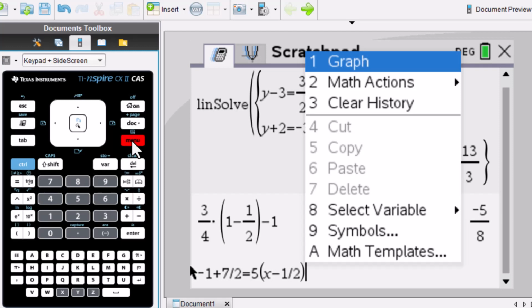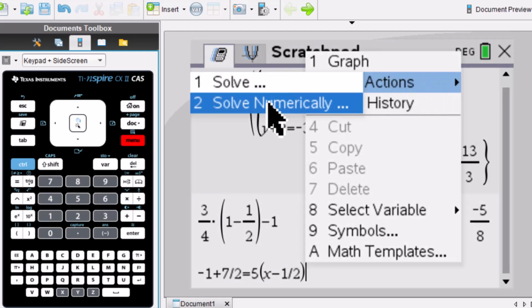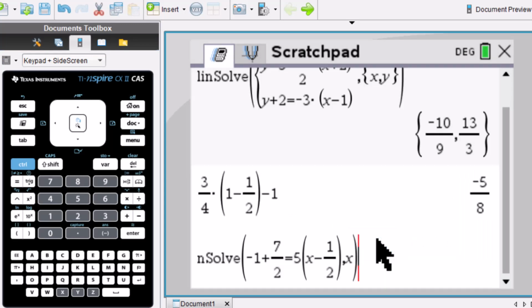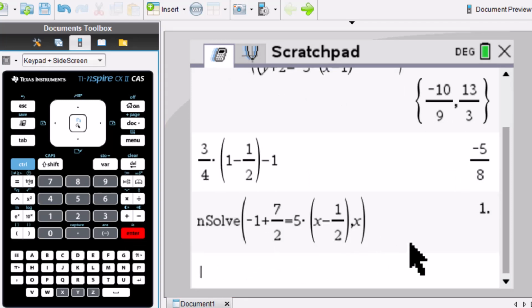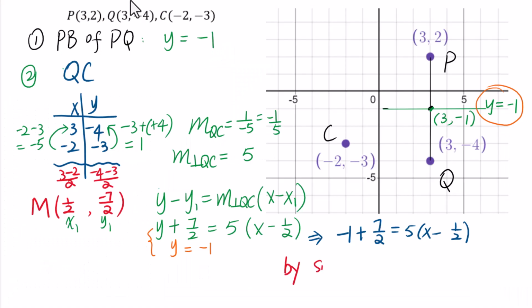Control menu. Math action. Solve numerically. Enter. Enter. So x equals 1. By the solver, x equals 1. So 1, negative 1 is the circumcenter of the triangle.